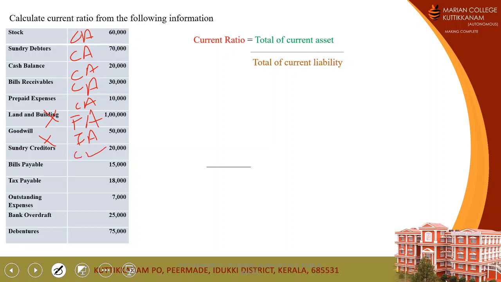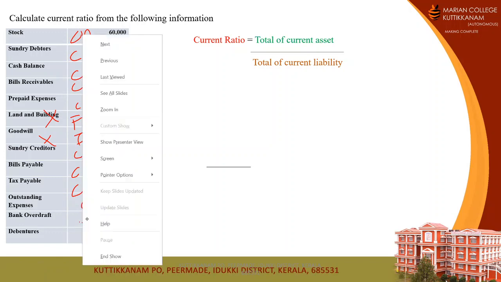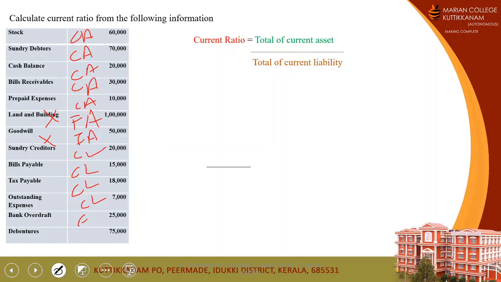It is a current liability. Then what about bills payable? It is a current liability. Tax payable, current liability. Outstanding expense, current liability. Bank overdraft, it is a current liability. And debenture, it's not a current liability, it is a long term liability. So we won't take the total of debenture when we calculate the total of current liability.